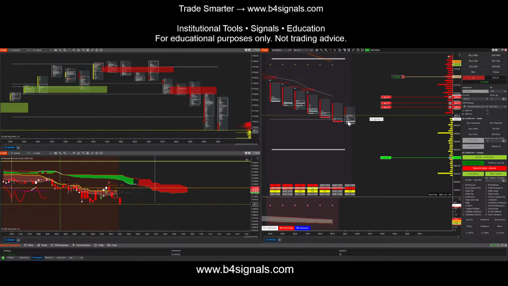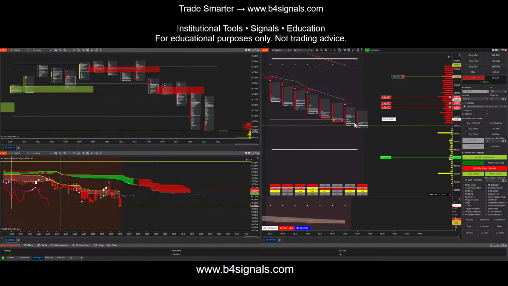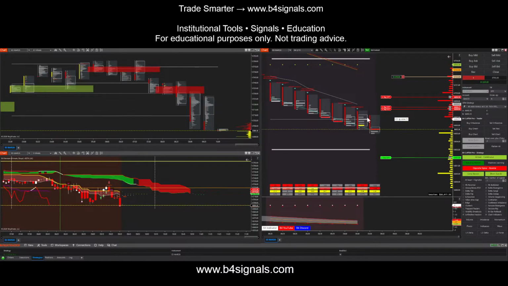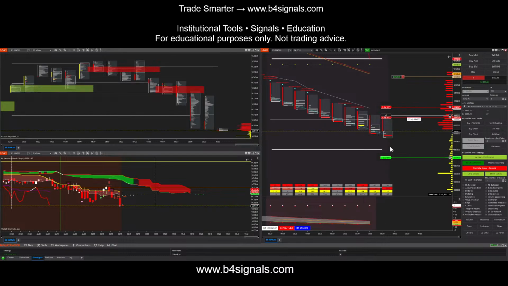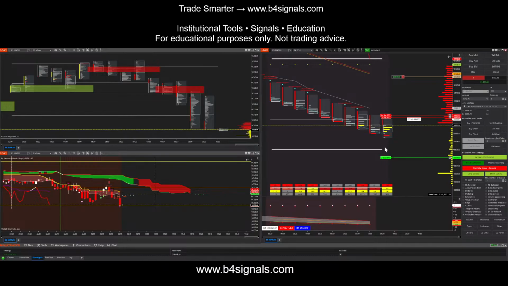We're at one of our targets. Notice how volume's building. Looks like it may have broke that target. Still a lot of buying interest in it.